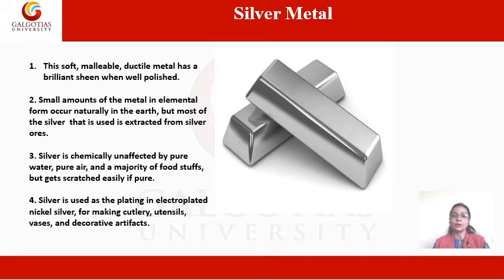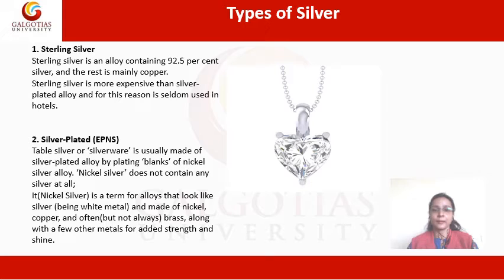Let's find out what is next. Types of silver. There are mainly two types of silver. One is sterling silver and the second is silver plated, which in short form is known as EPNS. Sterling silver is an alloy containing 92.5% silver and the rest mainly copper. Sterling silver is more expensive than silver plated alloy and for this reason is seldom used in hotels, so it is very rarely used in the hospitality world.